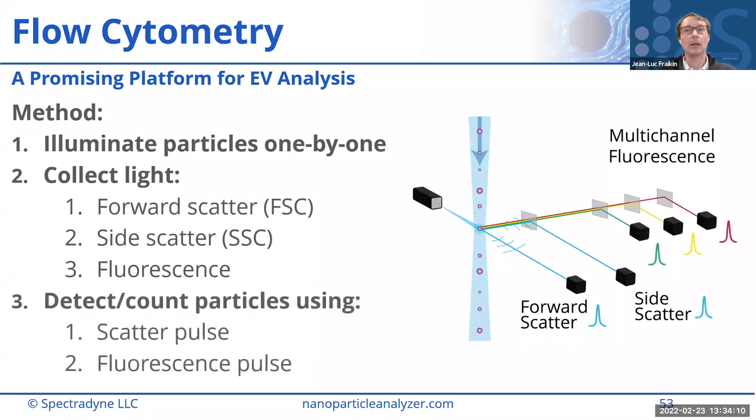Now, you can ask a question: what method do we use to detect the particle here? And there are essentially two options. One is to detect a pulse of scattered light, either in forward or side scatter channels, okay? Or you can detect a pulse in one of the fluorescence channels in order to say, oh, there's the particle, let's collect that data, that's an event, right?